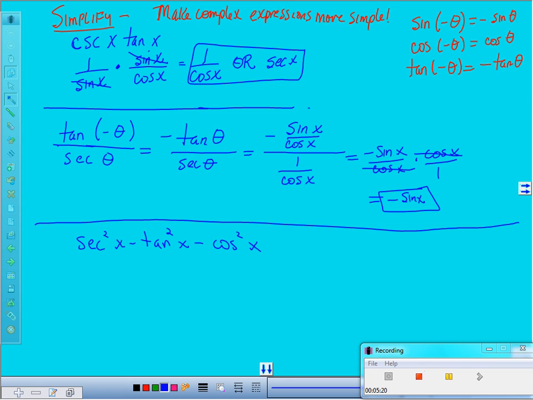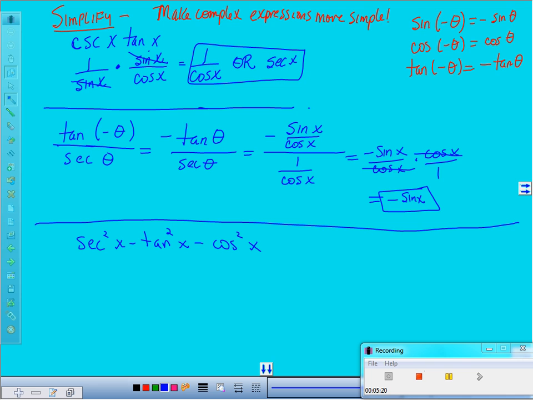Okay, our third example. We have secant of x squared minus tangent of x squared minus cosine of x squared. Okay, hopefully those squares are screaming at you, I'm squared, dude! Because if you have squares, most of the time you want to try to apply 6, 7, or 8 to them. So, obviously, nothing in 6, 7, or 8 has all three trig functions. But can you find a version of 6, 7, or 8 that has at least 2 of these in it?